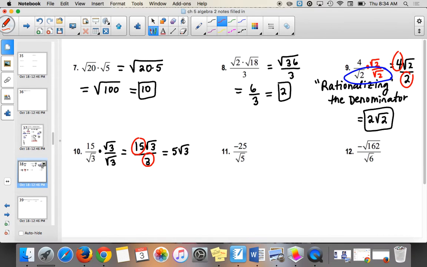All right, same thing on the next one. So we're going to multiply by what? Root 5 over root 5. So we get negative 25 root 5 all over 5, and we reduce it down. So if I had negative 25x over 5, it would be negative 5x, right? So it's negative 5 root 5.